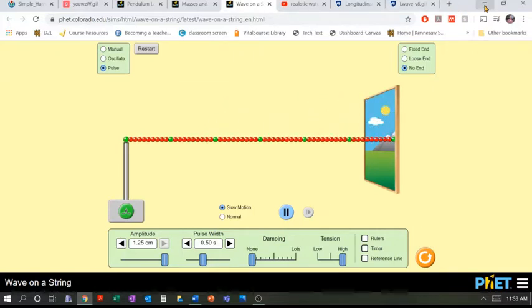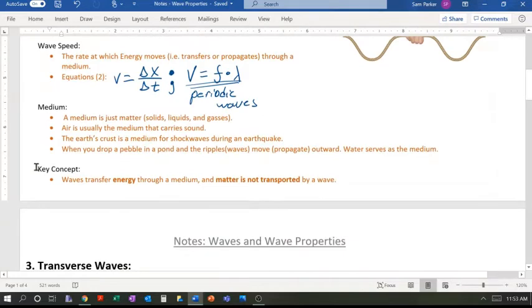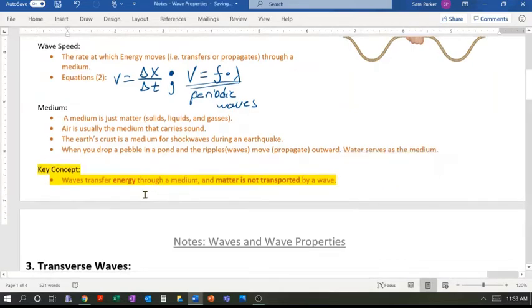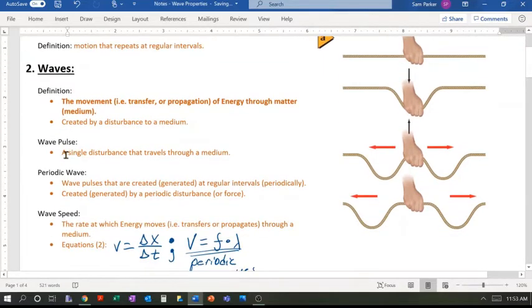Okay? So waves are the movement of energy through matter. That's very important. Key concept. I've got it down right here. Waves transfer energy through a medium. Matter is not transported by a mechanical wave or any type of wave. All right, so a wave pulse. I just showed you a wave pulse.